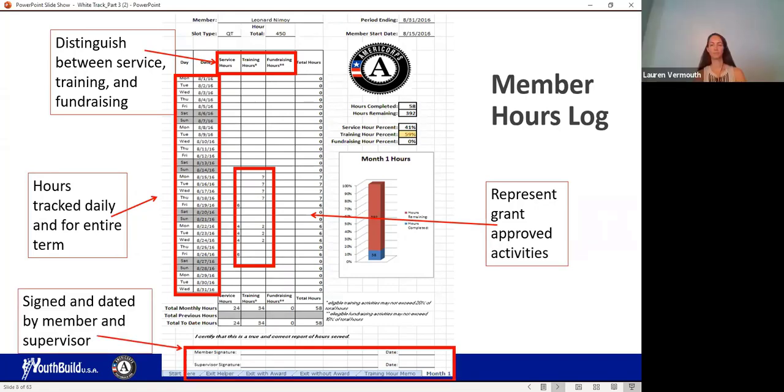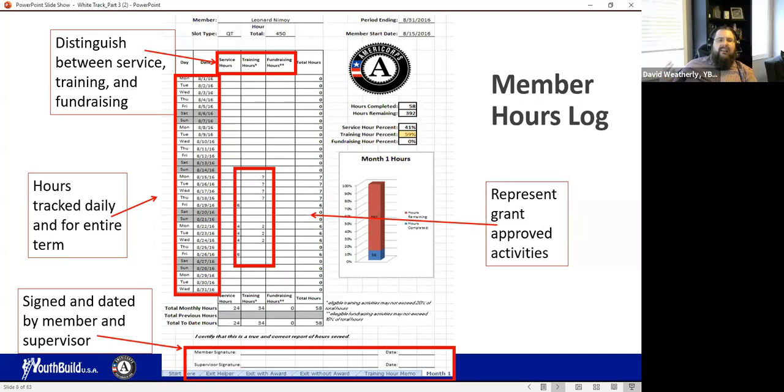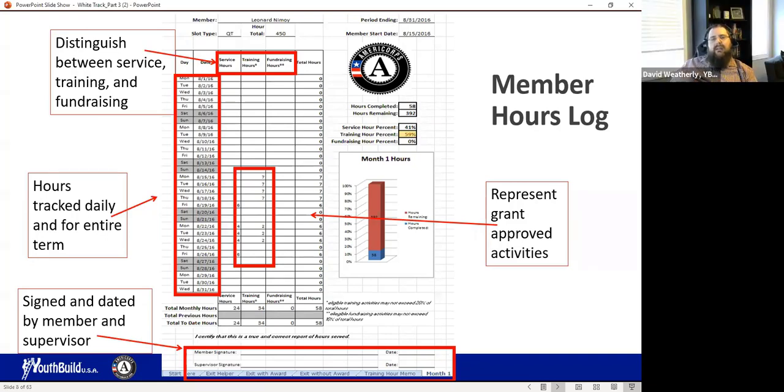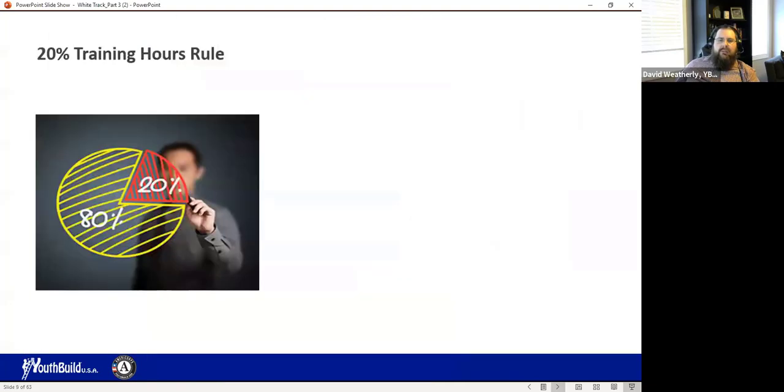And then importantly, it needs to be signed and dated by the member and supervisor. Now, I know a lot of folks are remote right now, and we're going to talk more next week about some remote options. But for these sessions, we're just going over the basics of the standard process. So you do need to make sure that these are signed and dated. If they are not signed and dated, then that hour log would not count. So if it's not signed, it's like it never happened. So please make sure you have a process to get those signed on a regular basis, and also to go back and check to make sure that you didn't miss any signatures.